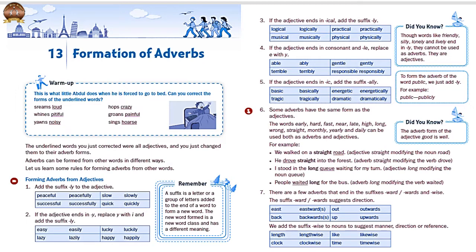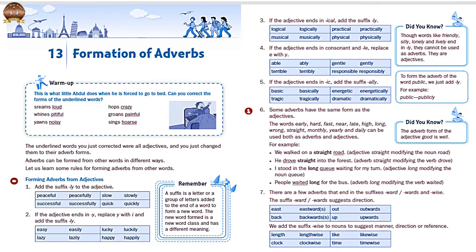Then, if the adjective ends with ical, then add the suffix ly simply. Okay, no changes. Only with y, we need to change the y with i. So anytime you find an adjective that is ending with ical, also we add ly. Then if it is ending with le, we replace e with y. Then if it is ending with ic, we simply add ally. So these things you have to keep in mind. Some remain the same, there are no changes.